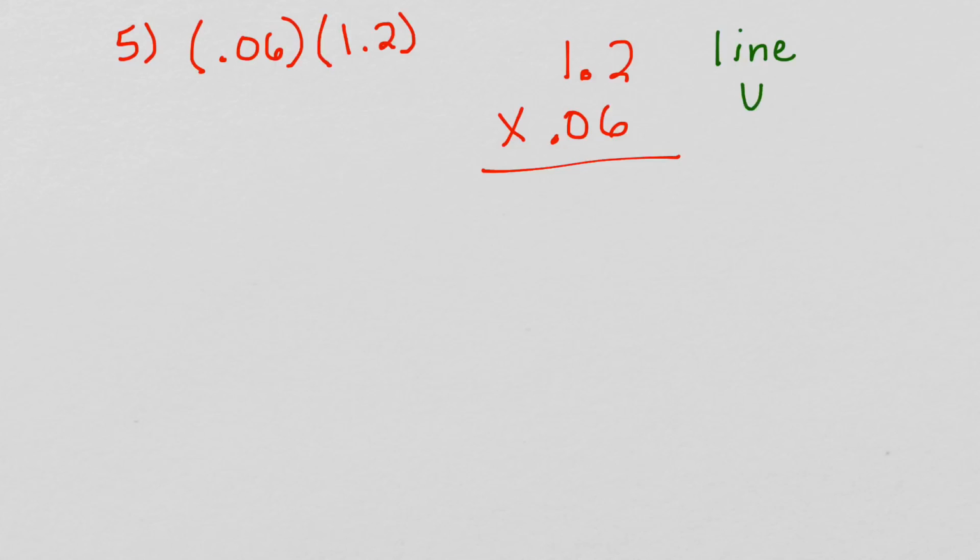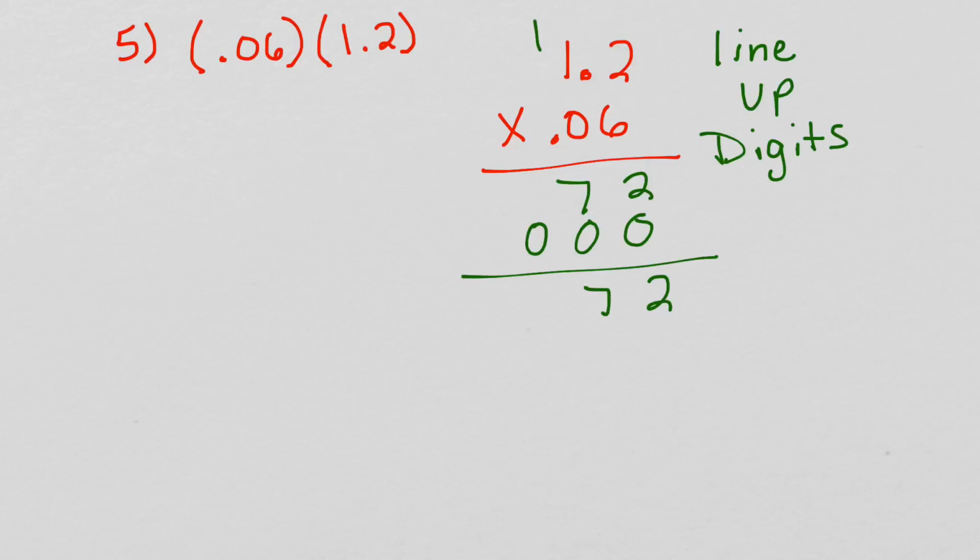Line up digits. So now I'm going to just multiply. So 6 times 2 is 12. 6 times 1 is 6 plus 1 is 7. Put my 0 for place value. 0 times 2 is 0. And 0 times 1 is 0. Going to go ahead and add.